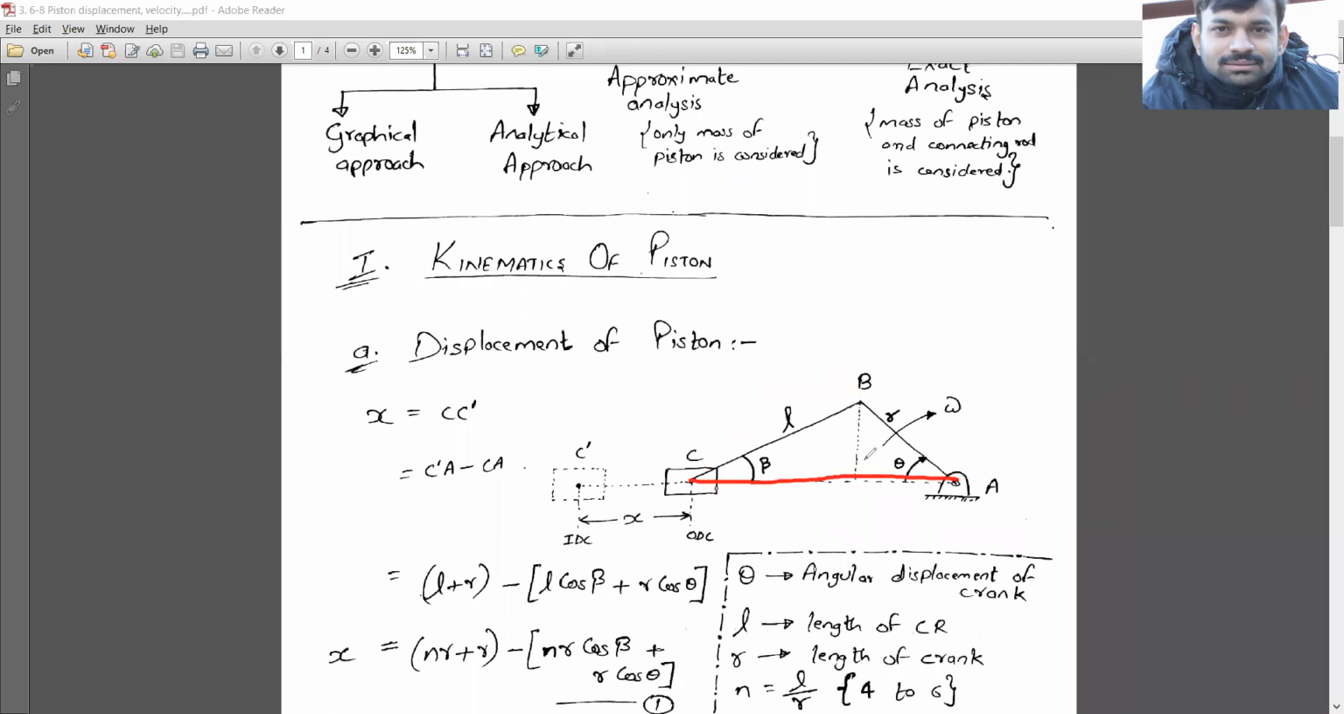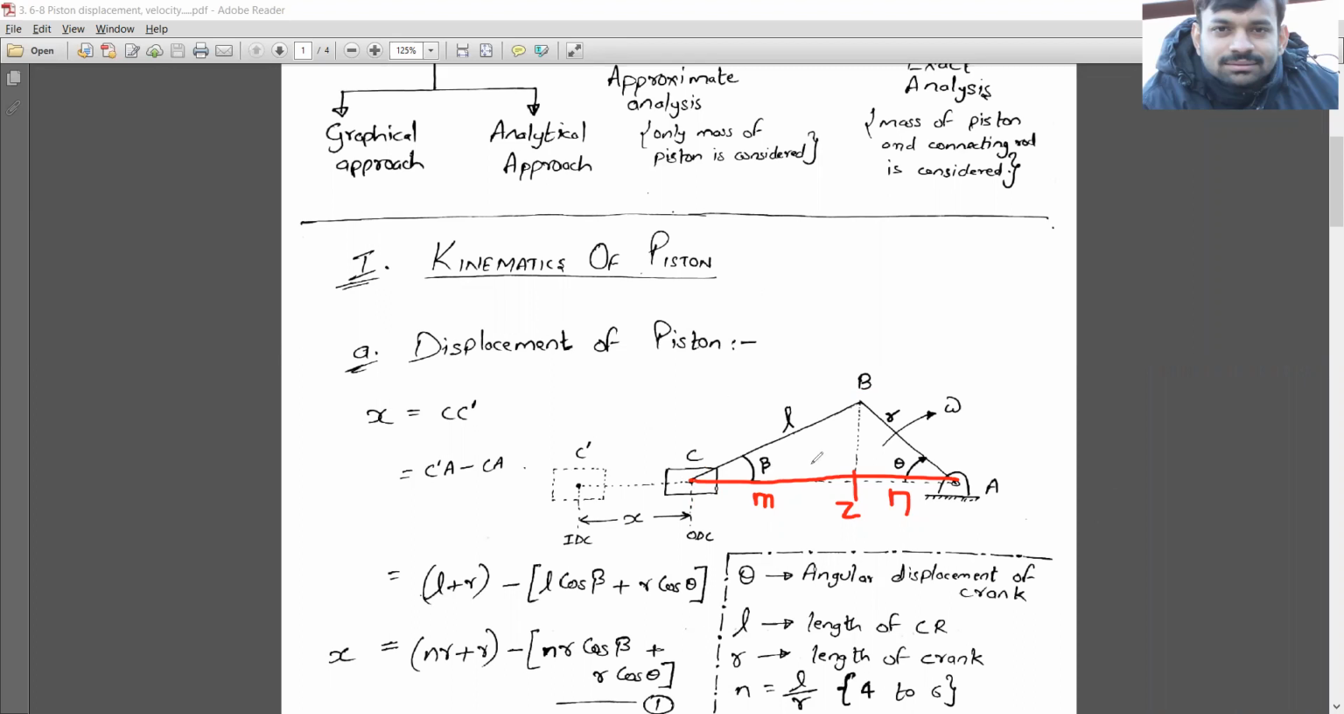I am naming this point as Z, and this distance CZ as M, and the distance ZA as N. Now I want to calculate M and N. And once I add them, I will get this total distance as CA.